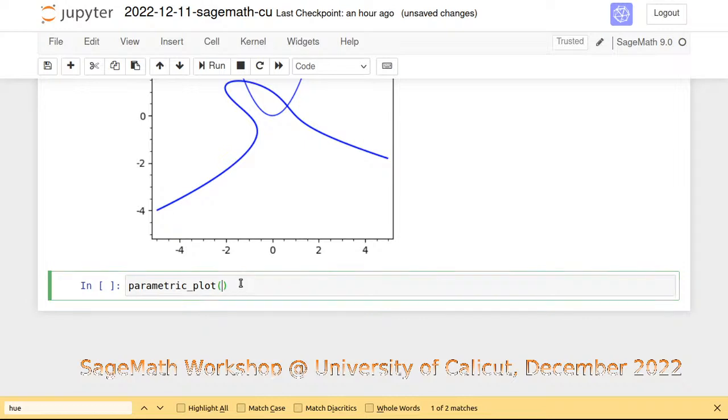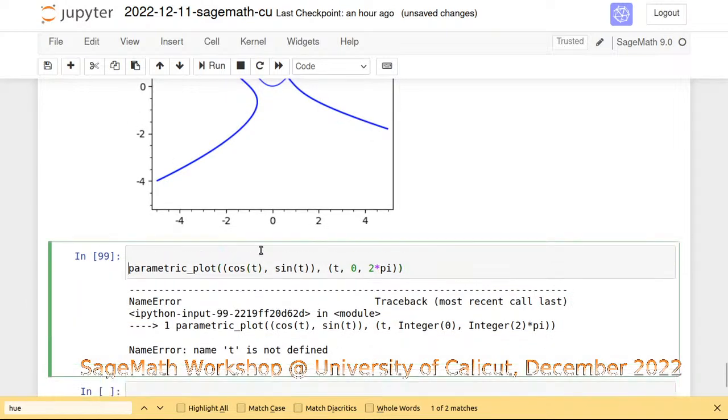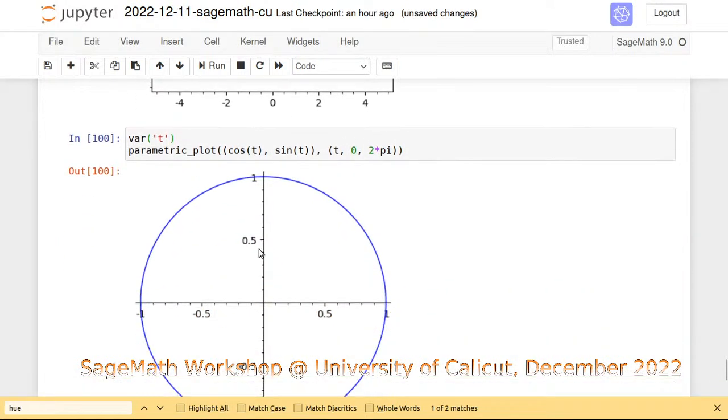So parametric plot, x and y we have to specify. So suppose we give cos t, sin t, where t in the range 0 to 2 pi. T is not defined. Once again, same problem. Exactly the same kind of plot we will be getting.